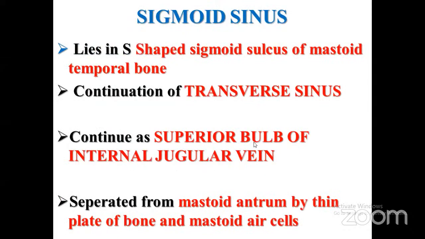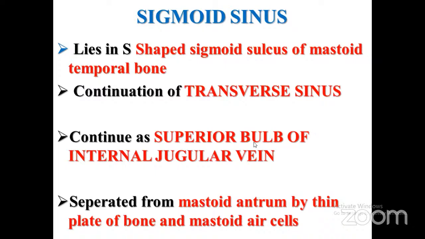Coming to the sigmoid sinus, as the name suggests, it is sigmoid, S-shaped, present in the posterior part of the petrous temporal bone. It's a continuation of the transverse sinus and will continue as the internal jugular vein. And it is separated from the mastoid antrum by a thin plate of bone and mastoid air cells. This is very important in case of mastoid drilling. When we try to approach the middle ear via a postauricular incision, and there will be temporal bone drilling and all, we should be very careful so that we do not damage the sigmoid sinus. Otherwise, there will be torrential bleeding, which will be difficult to control.